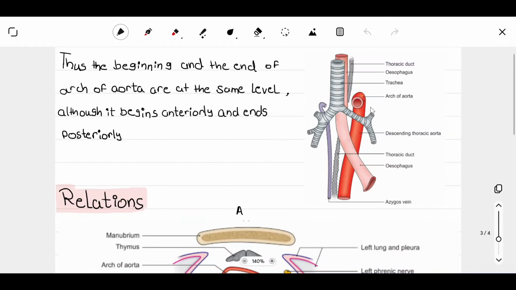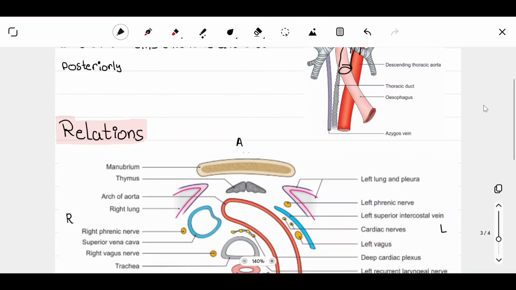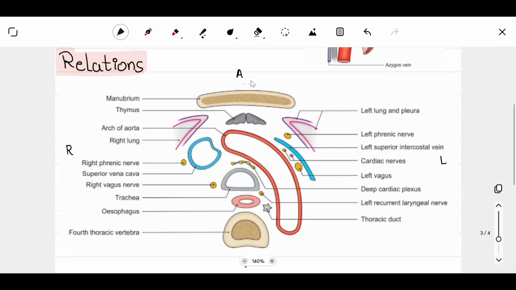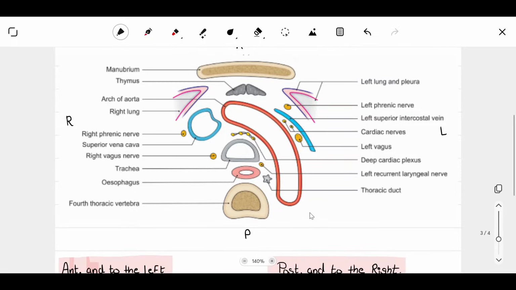So in this diagram you will be able to appreciate the left deviation of arch of aorta. Arch of aorta initially was right here in the middle, but then it got deviated to the left. Covering the relations of arch of aorta, this is the transverse section diagram of arch of aorta at the level of fourth thoracic vertebra. This is the fourth thoracic vertebra. This diagram is taken from BDC.